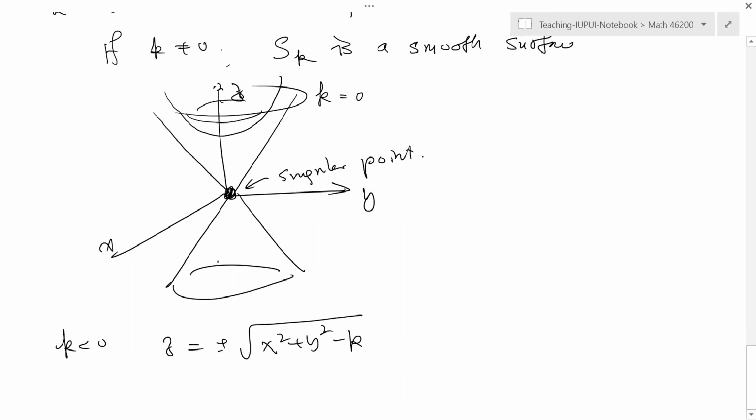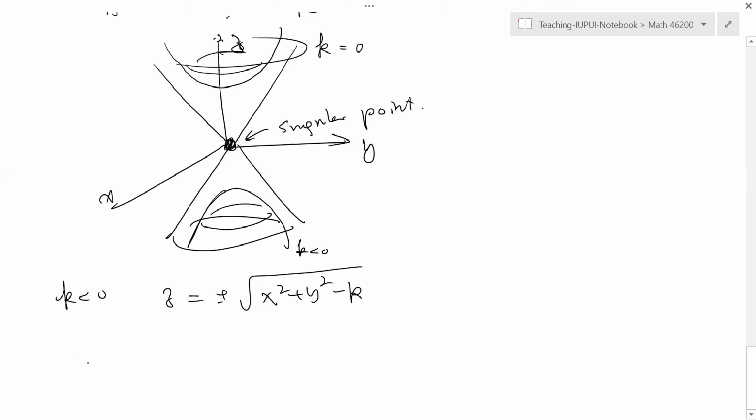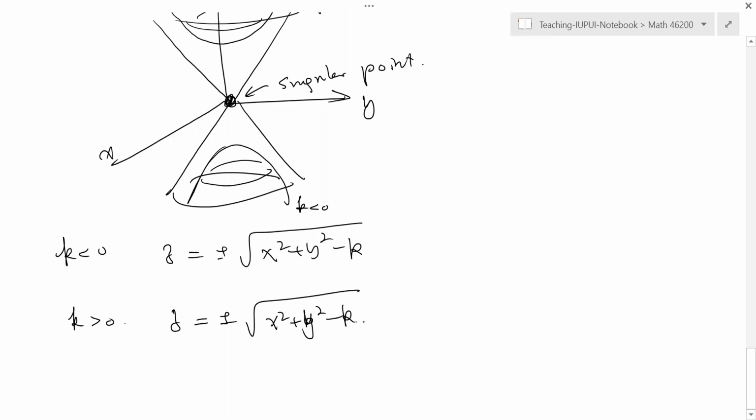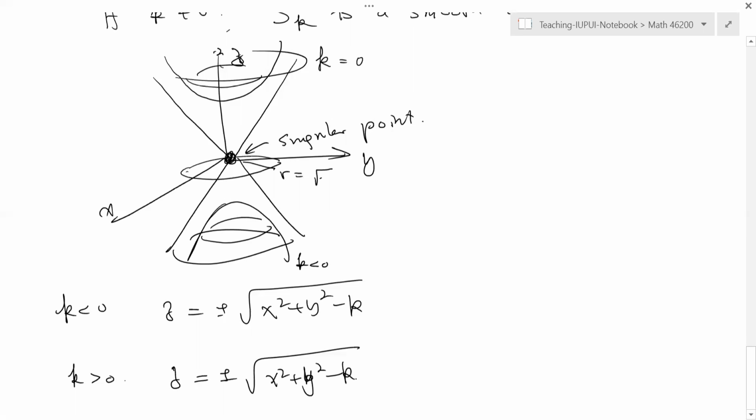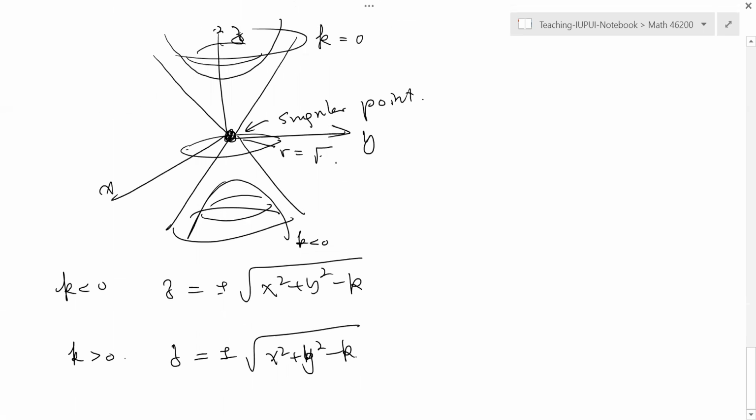That's two pieces. Okay, K is negative. Now, if K is positive, then there's trouble. If K is positive, you're still trying to solve for Z, but this is not defined for X, Y too small. Okay? If K is positive, maybe it's going to be 0 or negative. And this is going to be something like that, a circle, okay? With the radius r equals square root of K, okay? Square root K, okay?